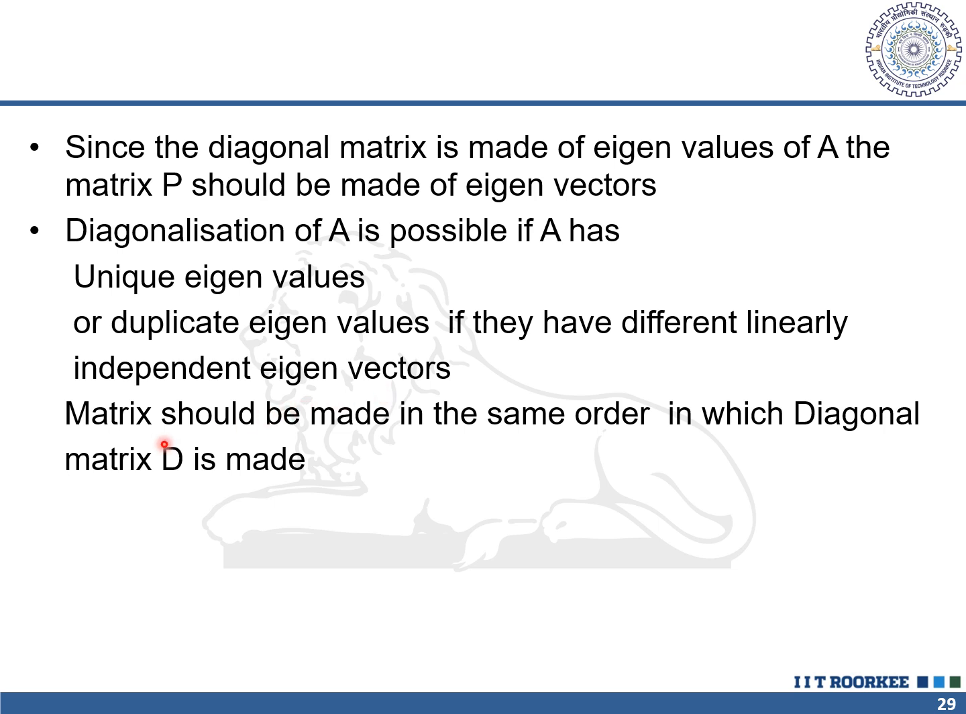The matrix P should be made in the same order in which the matrix D is made. As shown in the previous slide, the matrix D is made of lambda 1, lambda 2, and so on. In the same order, the matrix P also should be made. In the first column, the eigenvector of eigenvalue lambda 1 should be kept, then the eigenvector corresponding to the eigenvalue lambda 2 should be kept, and so on.